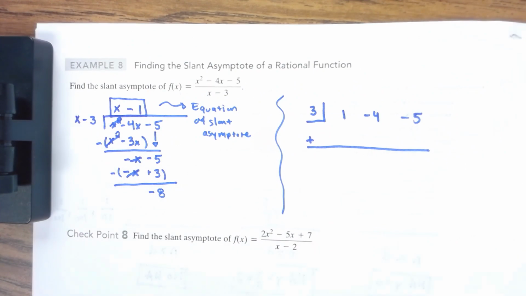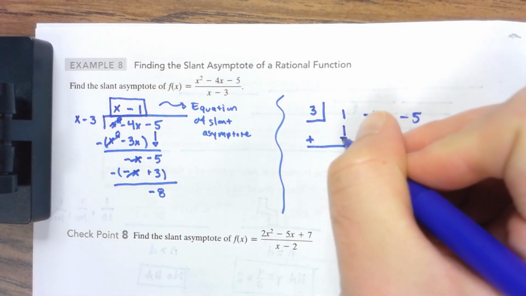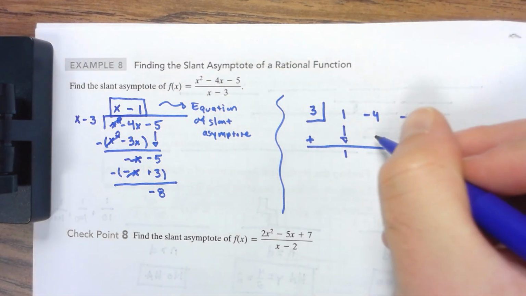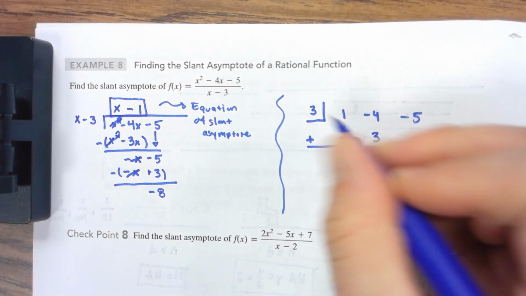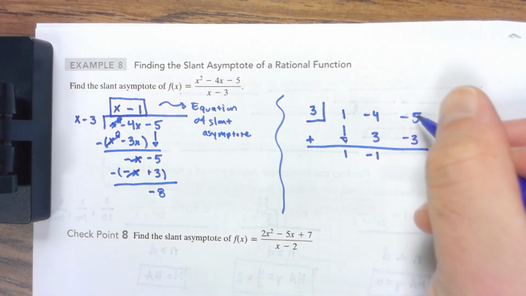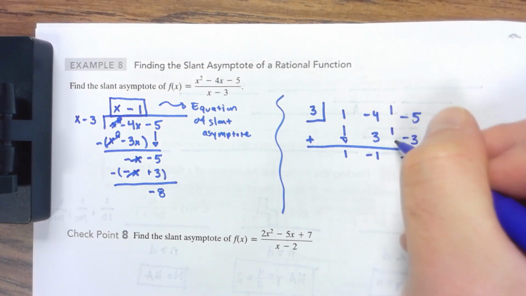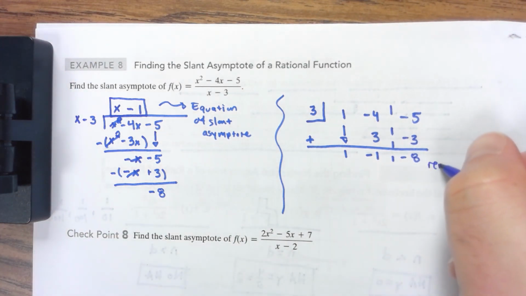And with synthetic division, we are adding these terms, making it a little bit easier. So I can bring down the 1. That term does not change. And I do 1 times 3 is 3. Negative 4 plus 3 is negative 1. Negative 1 times 3 is negative 3. Negative 5 plus negative 3 is negative 8. This negative 8 is that same remainder that we got before.